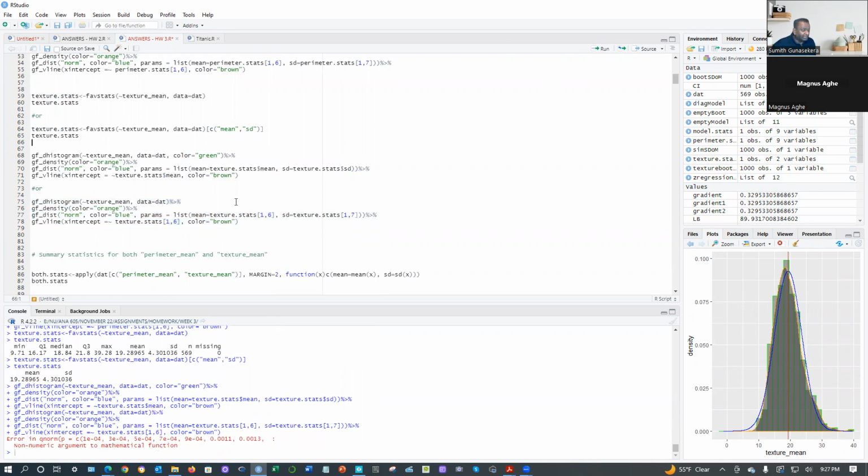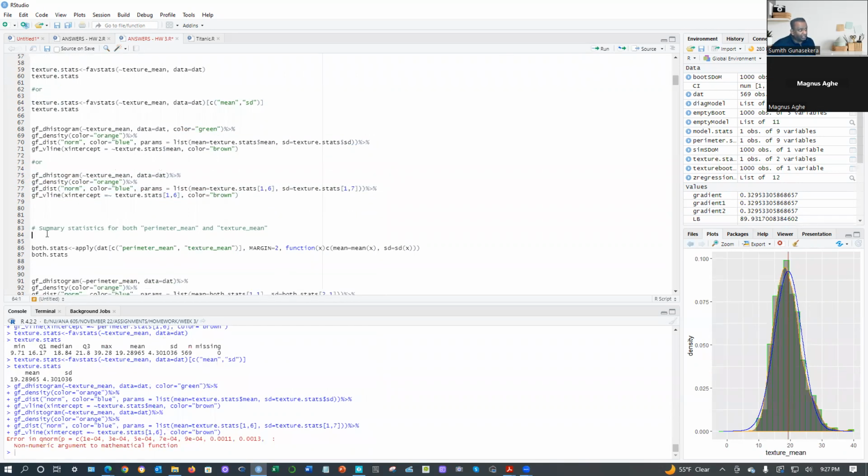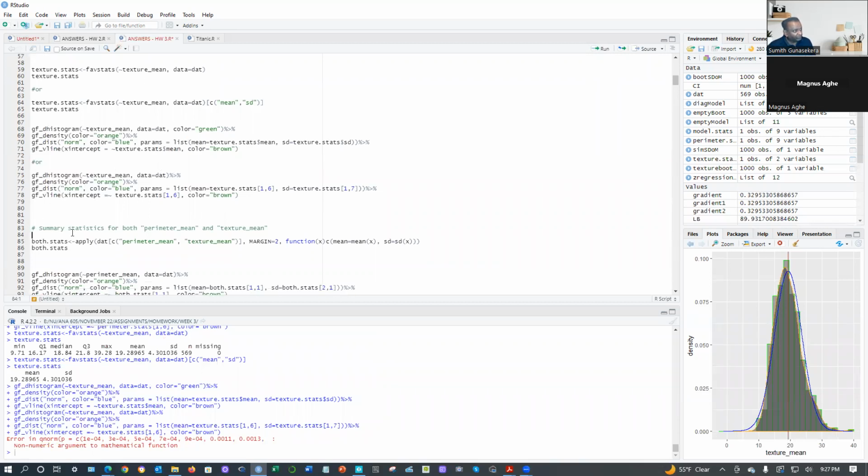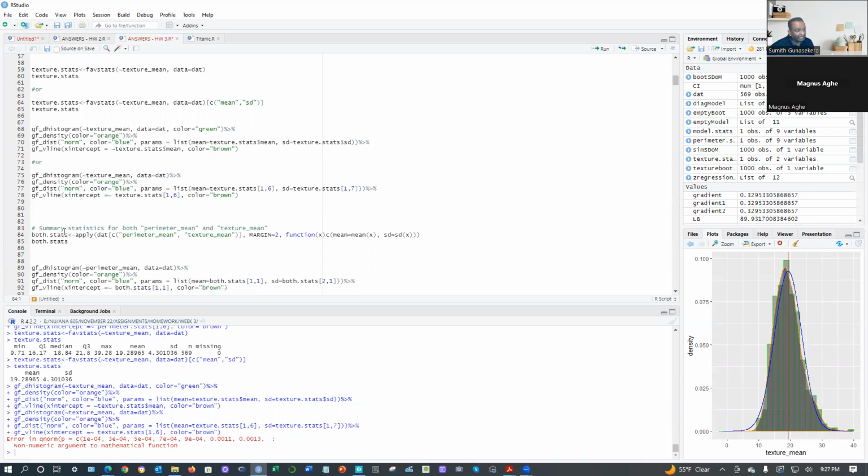On the other hand, if you need the summary statistics of both of them at the same time, you can do that too. Look at what I'm going to do. I'm going to recall the summary statistics, whatever I really need. I need the mean and standard deviation only. I use apply, go to data, and say perimeter mean and texture mean together, concatenated or combined. And margin is 2.